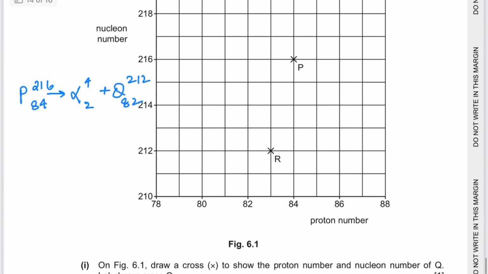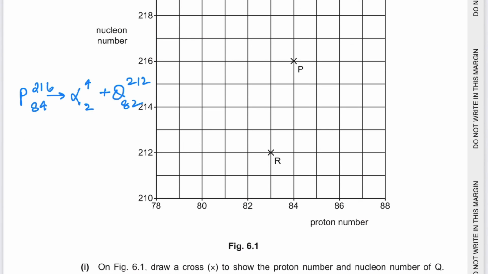On figure 6.1, draw a cross to show the proton number and nucleon number of Q. Label your cross. So that is going to be this one over here, Q.